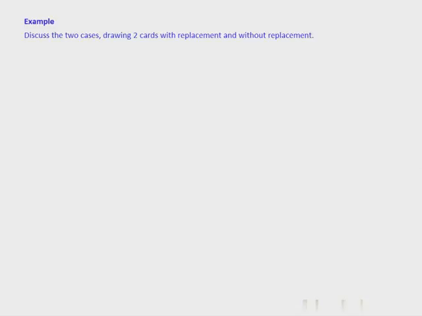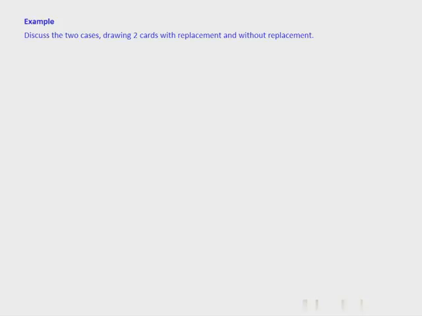Discuss the two cases, drawing two cards with replacement and without replacement. So we saw two experiments using a pack of cards. We were drawing two cards in both of them, but in the first experiment, we were replacing the first card and then drawing out the second card. So the number of outcomes was 52 times 52. In the second case, we were not replacing, so we were drawing both cards together, as it were. We were choosing two cards out of 52, and the number of outcomes became 52 choose 2. 52 choose 2 were the different pairs of cards we finally got.